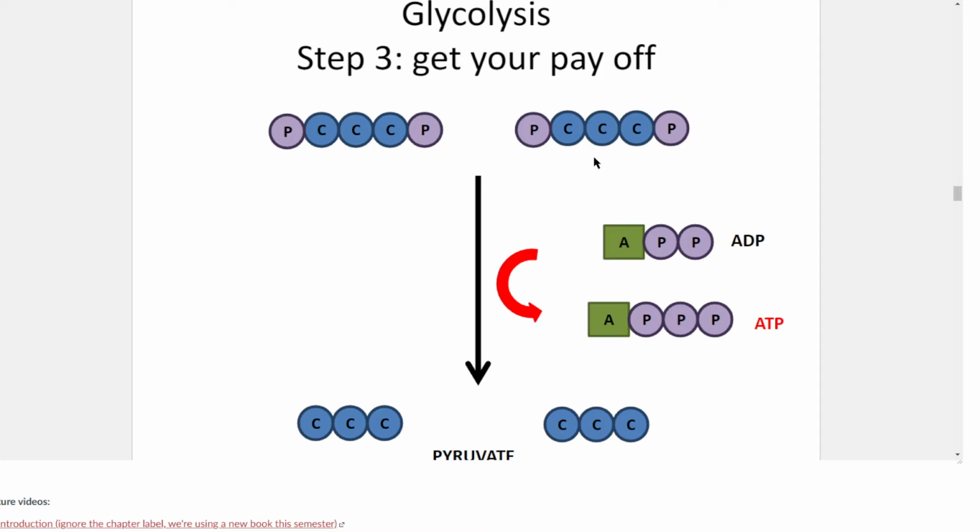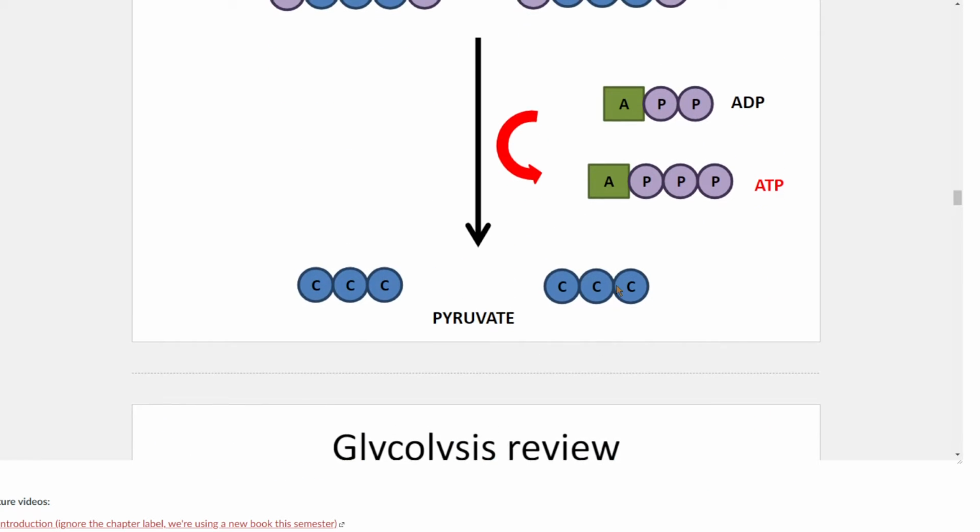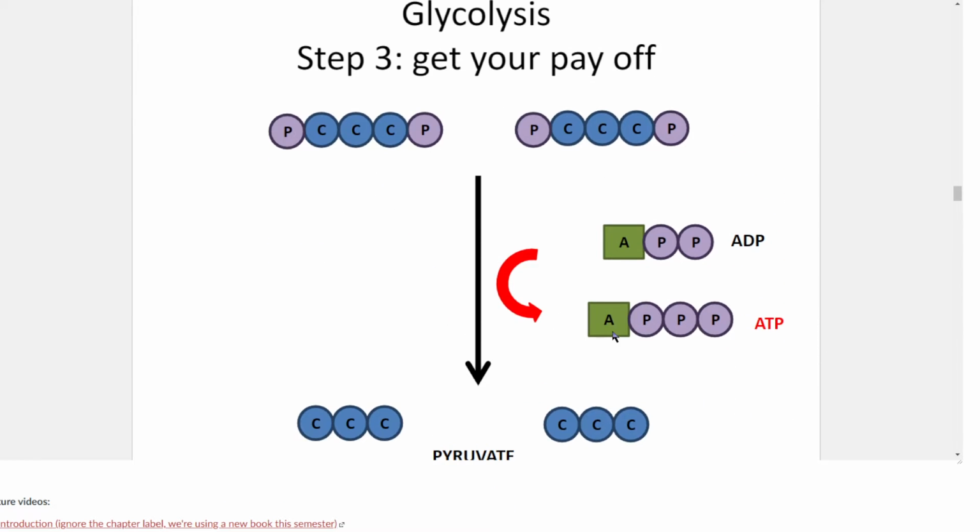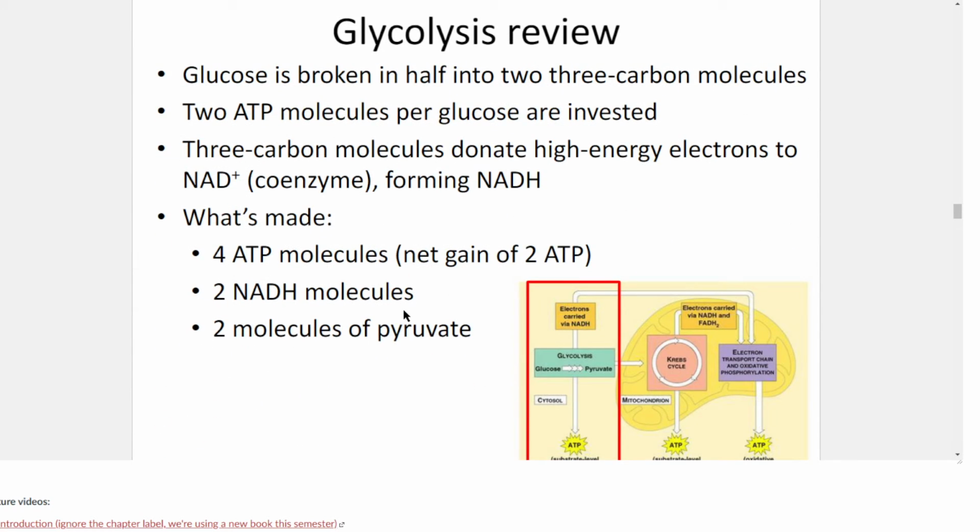So now we want to get the payoff. Now we're going to cut this and get rid of the phosphorus, and that will turn ADP back into ATP. So we get some ATP out of glycolysis. And then we have 3 carbons at the end.